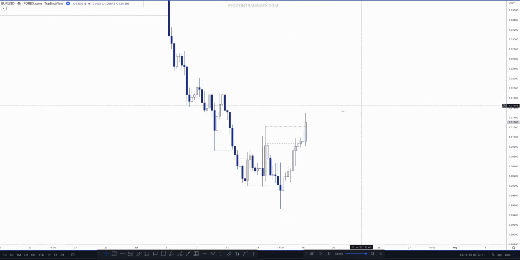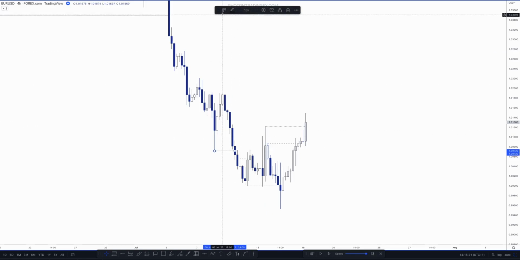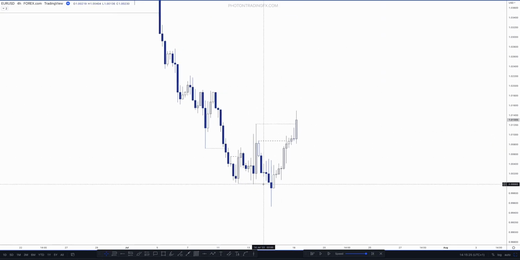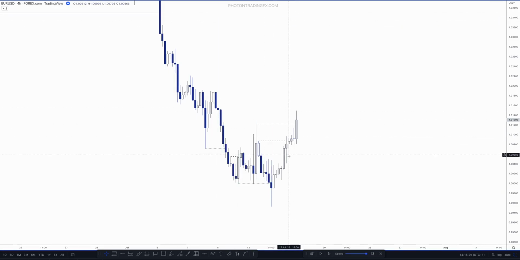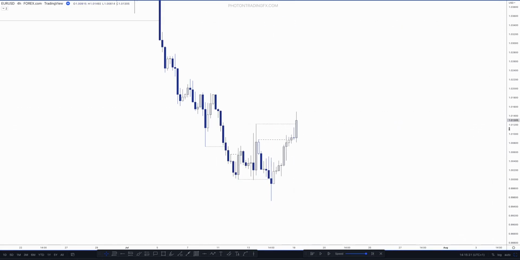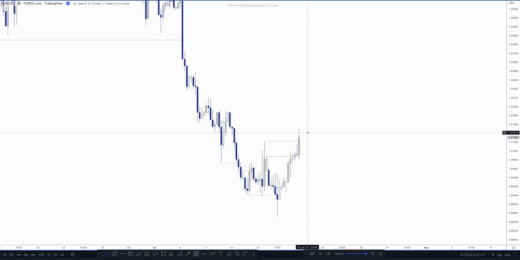So that'd be a 4-hour IBOS. So I can use a dotted line for IBOS here. Again, I'll just be a bit consistent. There we've got the 4-hour IBOS there, okay? And again here. So now the bullish IBOS is the structural confirmation that the swing pullback is starting, okay?